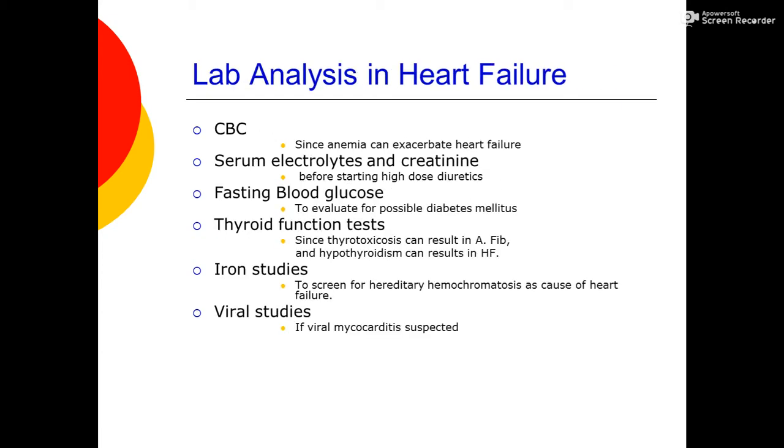Lab analysis in heart failure includes CBC, complete blood count, since anemia can exacerbate heart failure. Serum electrolytes and creatinine before starting high dose diuretics, and fasting blood glucose to evaluate for possible diabetes mellitus. Thyroid function test is also a very important parameter, since thyrotoxicosis can result in atrial fibrillation, and hypothyroidism can also result in heart failure.